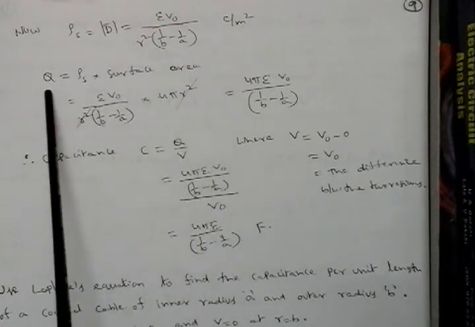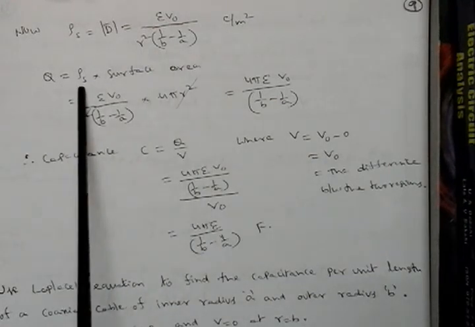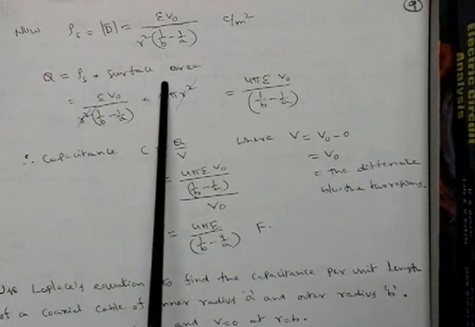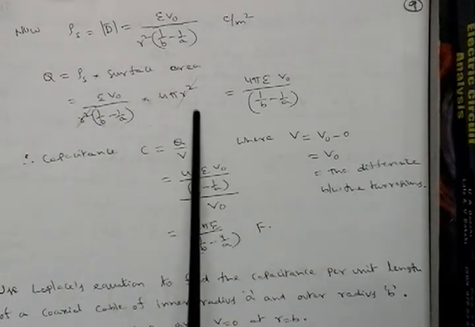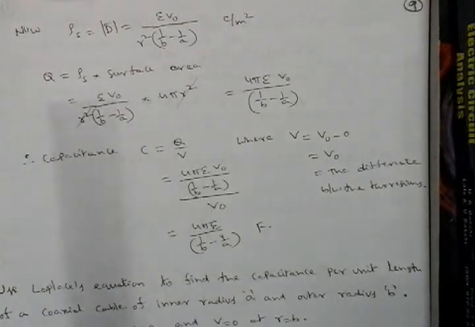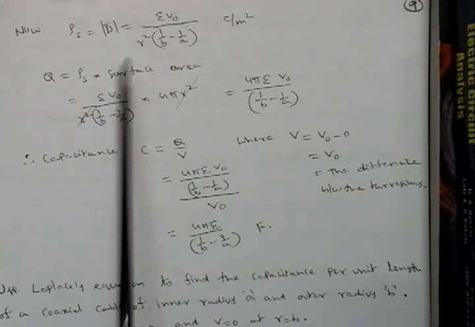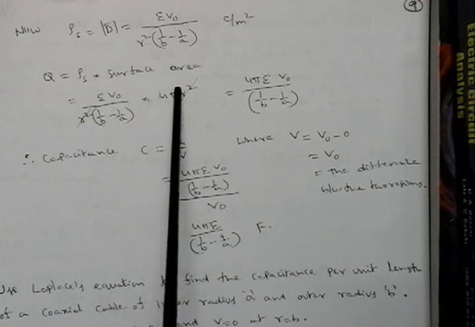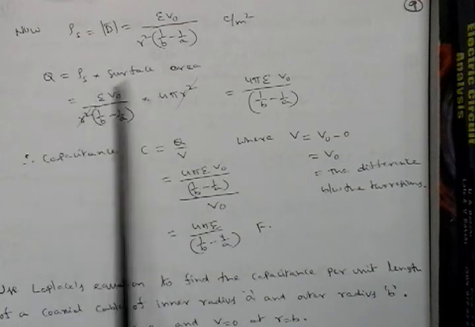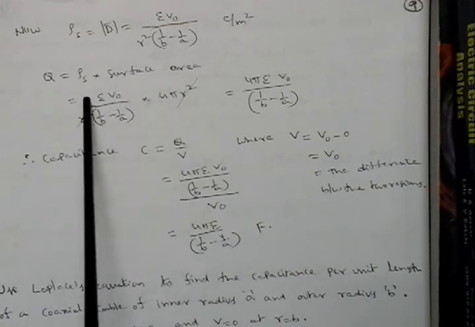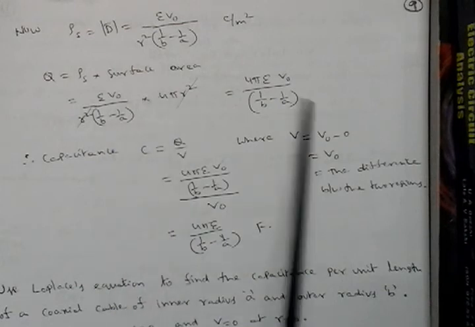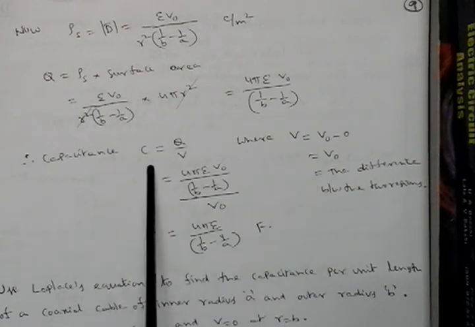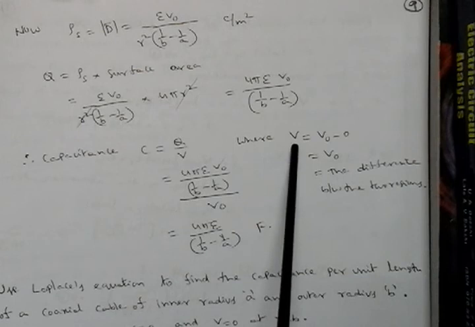Then the charge formula is Q is equal to rho s into surface area. The surface area of a spherical shell is 4 pi r square. Depending on the formula we need to use, sometimes Q is equal to the surface integration of rho s into ds, or otherwise Q is equal to rho s into surface area. So rho s is the same thing here, area is 4 pi r square, then you will get the charge Q. Then capacitance is Q by V.